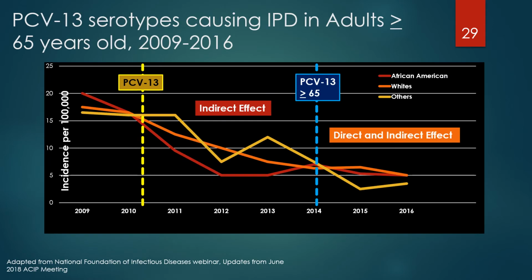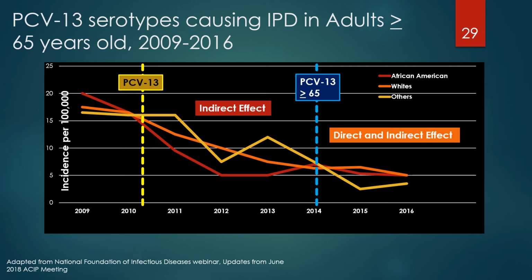Note that after PCV13 vaccinations were initiated in children in 2010, there was a marked decline in PCV13 serotypes causing IPD in adults 65 and older. The impact on the African American elderly was even more pronounced than the white group, dropping below the white incidence. This decline occurred before the 2014 ACIP recommendation to vaccinate adults 65 and older with PCV13. So this decline of IPD in older adults was not due to PCV13 vaccination of the elderly, but the result of vaccinating children. This impact on adults from immunizing children is called an indirect effect and is likely due to decreased nasopharyngeal carriage of PCV13 serotypes in children who were vaccinated.